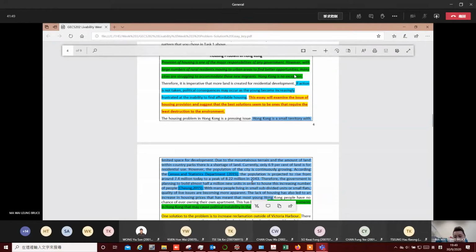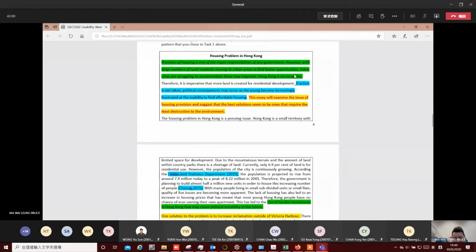So can we see the sources being used to support the housing problem in Hong Kong is a pressing issue? Oh yes, we see the Census and Statistics Department in 2015. Currently, only 6.9% of land in Hong Kong is for residential use. And with the increasing population in the next 20 years, it's pretty certain that we don't have enough land to house all people in Hong Kong.